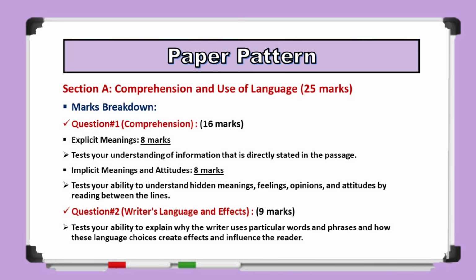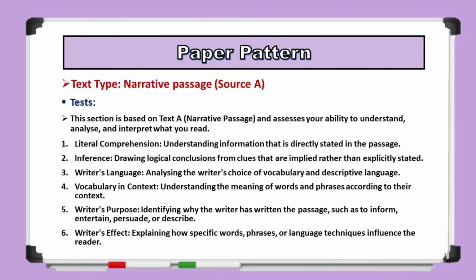The second question is worth 9 marks and focuses on the writer's language and effects. Here, you explain why the writer has chosen certain words or phrases and how those language choices create particular effects on the reader. So, what exactly does Section A test? First, it checks your literal comprehension, meaning your ability to understand information that is clearly stated.